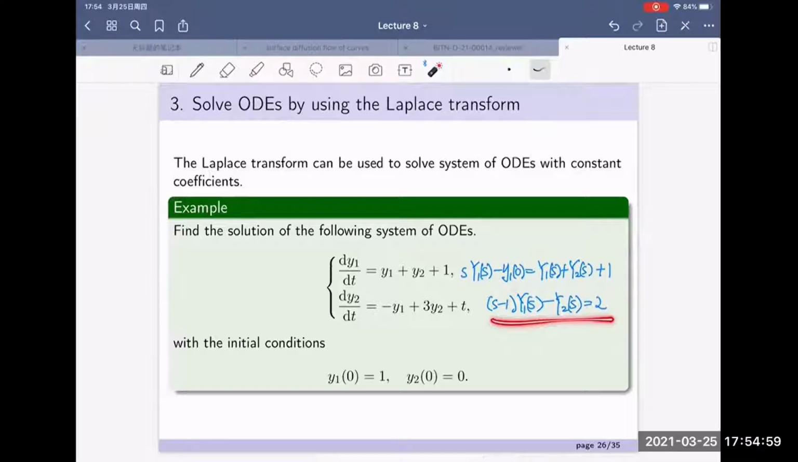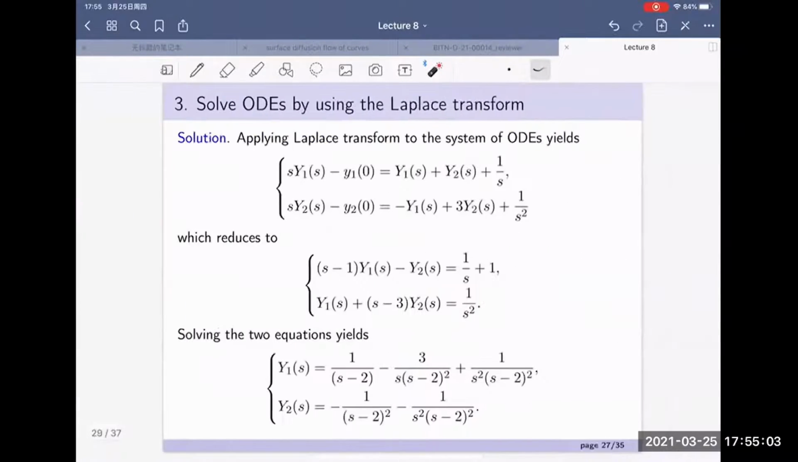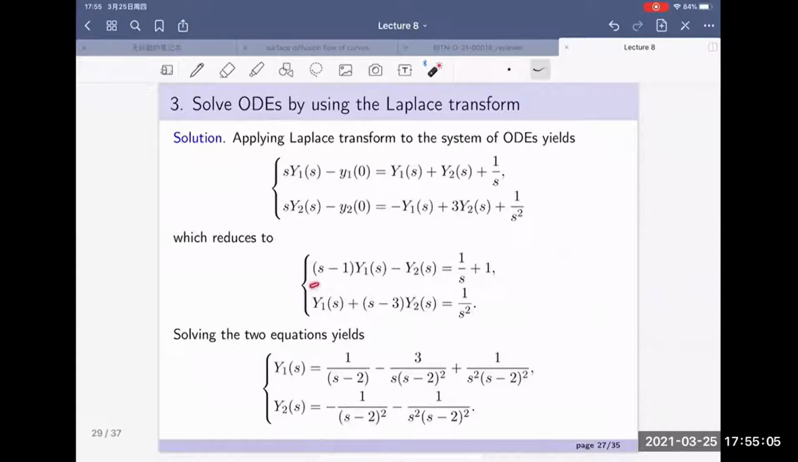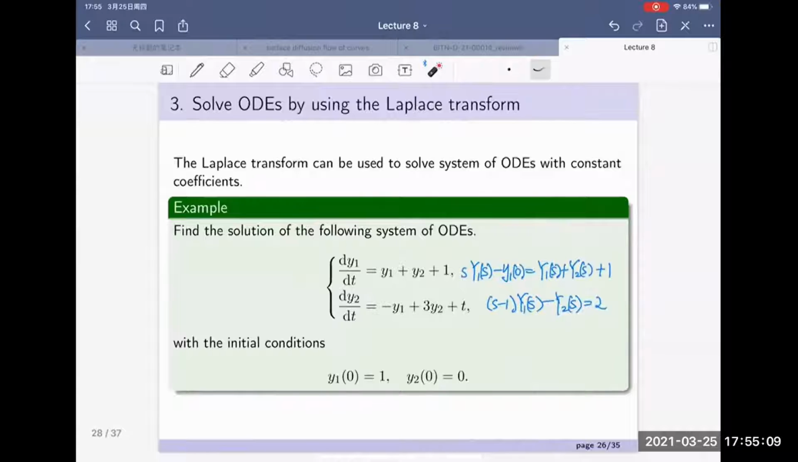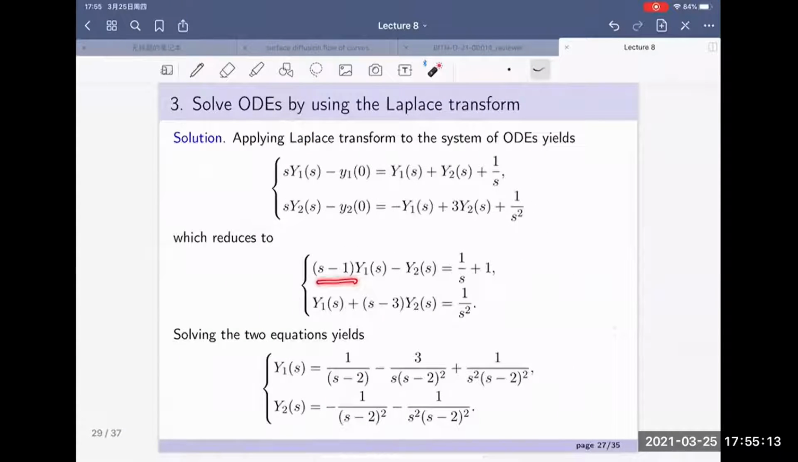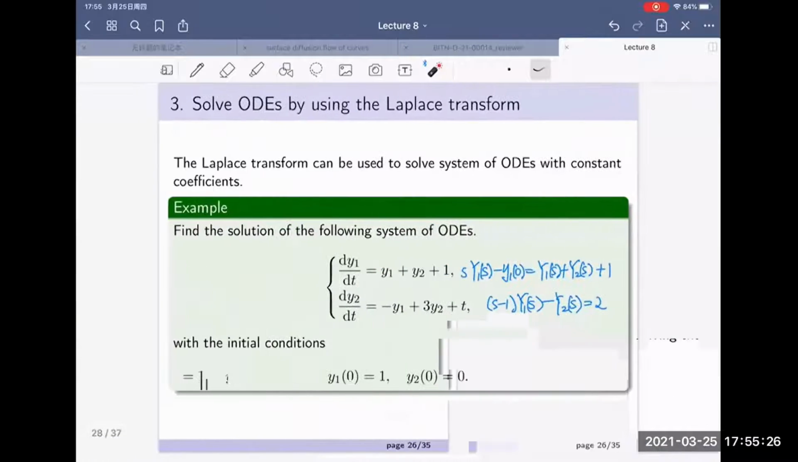Okay, so you get an equation relating y1 and y2. This is S minus 1, this is minus 1. Okay, S minus 1 minus 1, it's the same. So if you apply Laplace transform for the second equation, you would also obtain an equation relating y1 and y2. Okay, similarly.